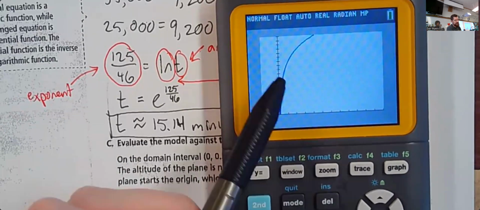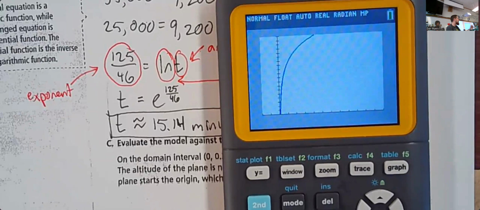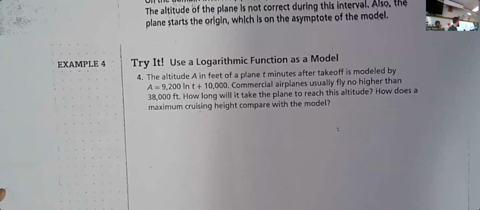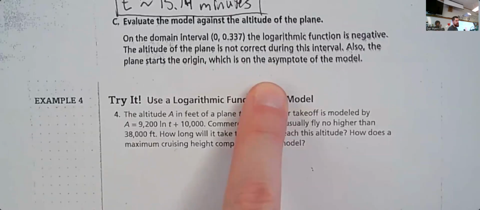In between certain time frames, altitude makes sense. Outside of certain time frames, the altitude doesn't make sense. It can't be negative. It's not going to go above 40,000 feet. Commercial planes don't usually go that high. So it's just talking about some reasonableness in terms of what's going on with the function.